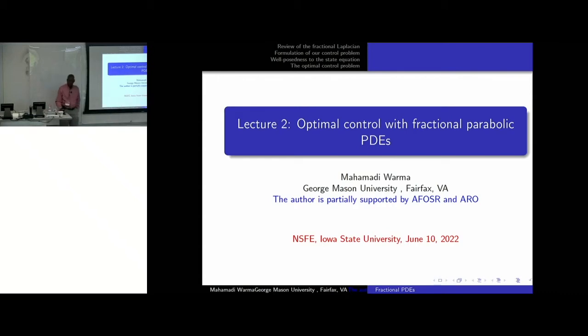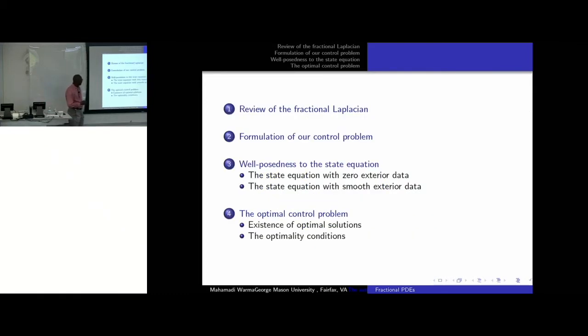It's the same idea as yesterday, but today we will apply the theory to parabolic PDE. Our constraint will be a parabolic PDE instead of the elliptic PDE that we showed yesterday. Let's first review a little to recall what the fractional Laplacian is, and then we will formulate our problem. Like yesterday, we prove the well-posedness of the state equation, and then we do the optimal control problem.